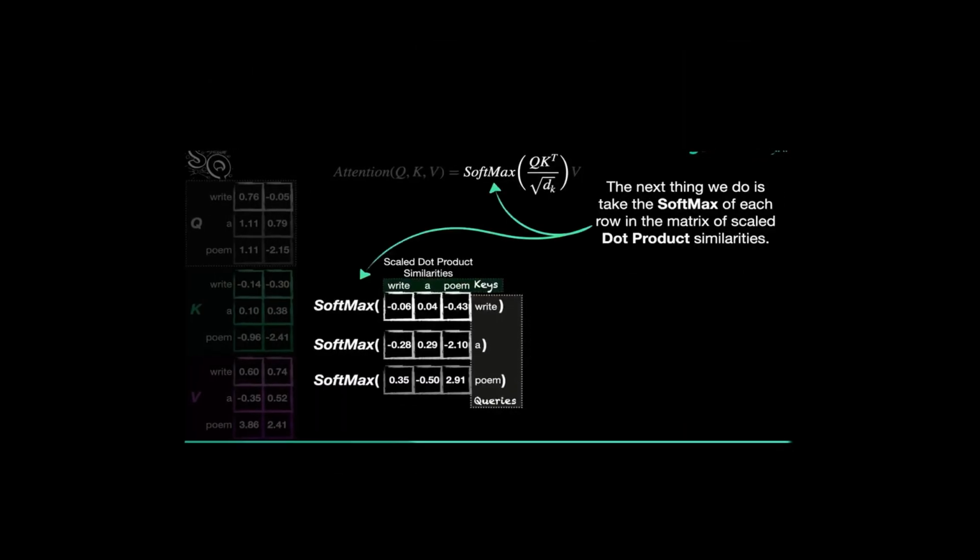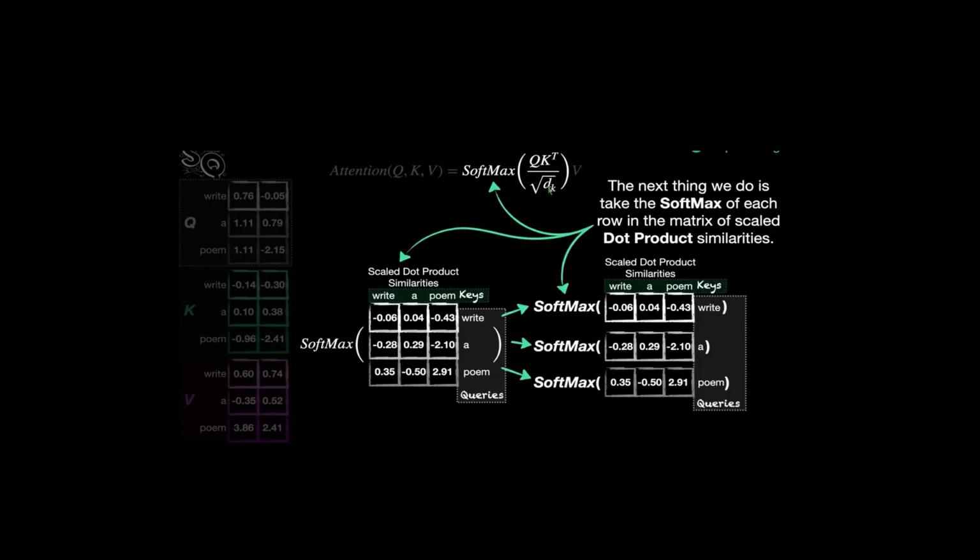Now let's focus on the softmax value. At this stage, we have already calculated Q multiplied by K transpose divided by the square root of the key dimension. The next step is to apply the softmax function to this result. Softmax is applied across all the rows of the matrix.